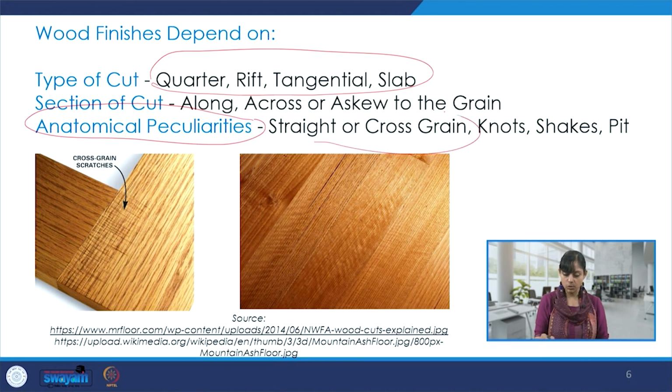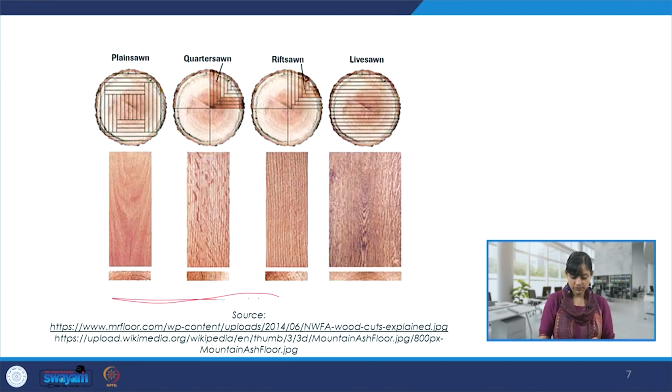There are also some anatomical peculiarities which we find in some woods. So there may be a cross grain, something like this that we see over here. There may be knots, there may be pits, there may be some peculiarities in every kind of timber. So these are the types of cuts that we see, and these are the most popular ones.